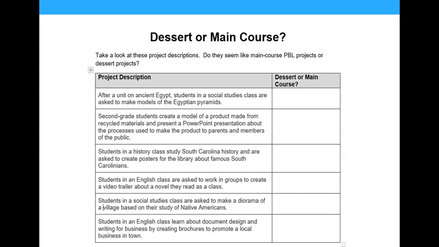So as they're learning these skills, they're learning them in order to help this business, in order to create these documents. So I hope that that exercise has helped you see a little bit more clearly the difference between having a project and designing a project-based learning unit.